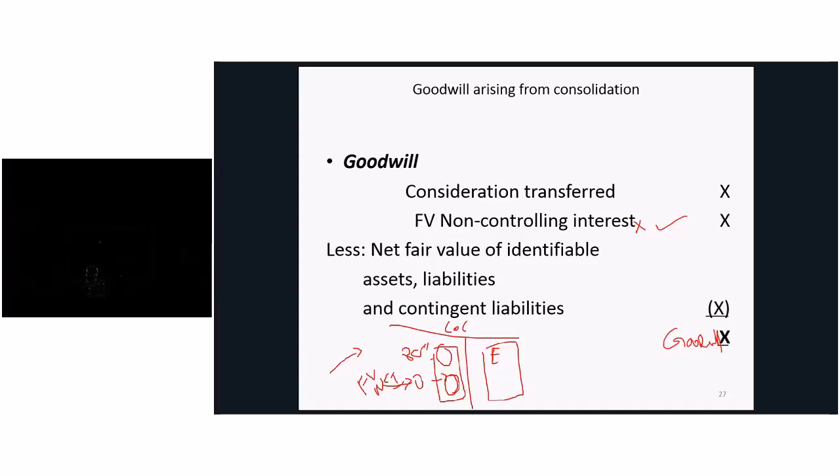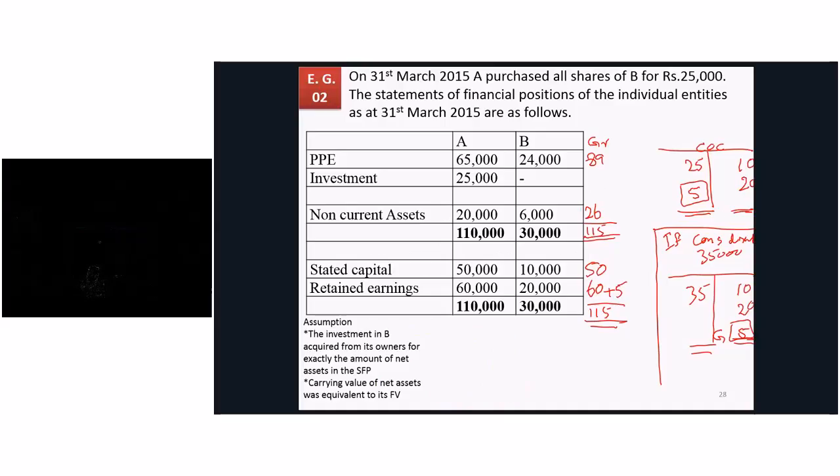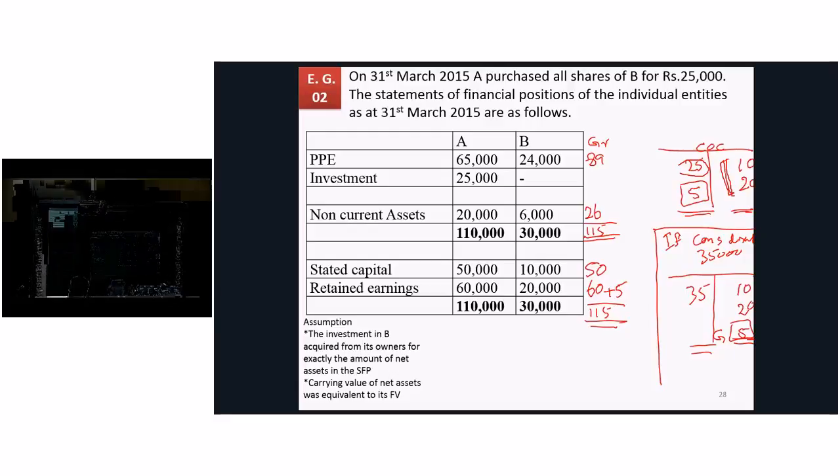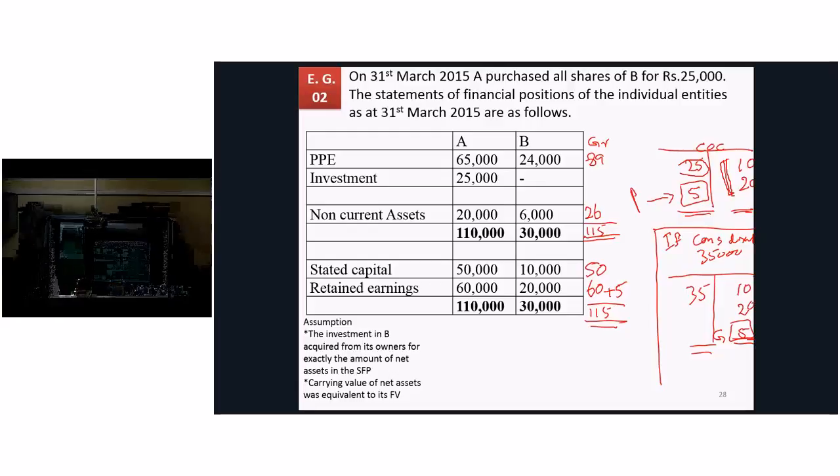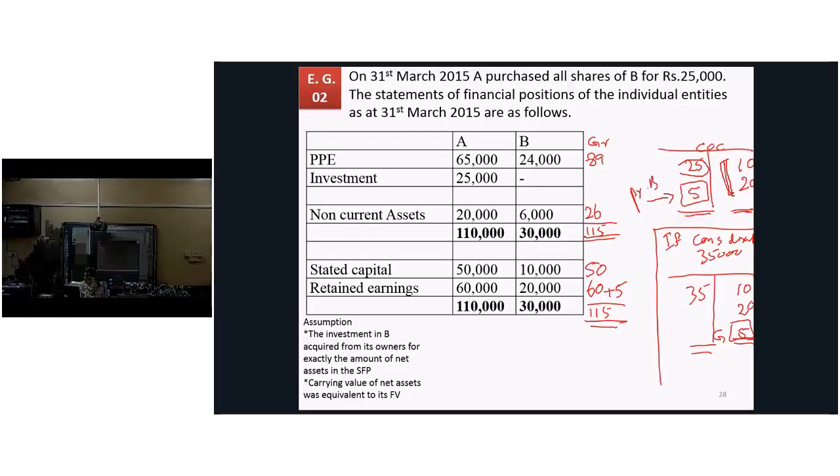So I told you, if the investment on the acquisition date is less than the net assets on the acquisition date, we call it goodwill. Sorry, I made a mistake. Here it's profit on bargain purchase. The investment is less than the fair value of net assets on the acquisition date, so we call this profit on bargain purchase.